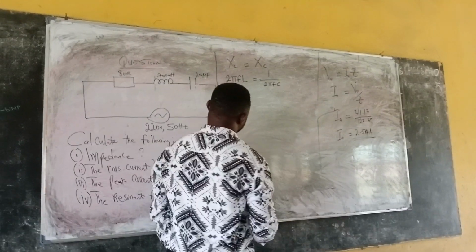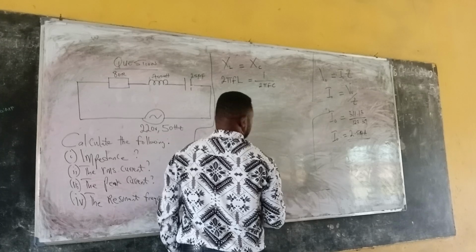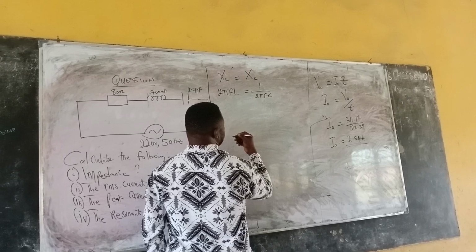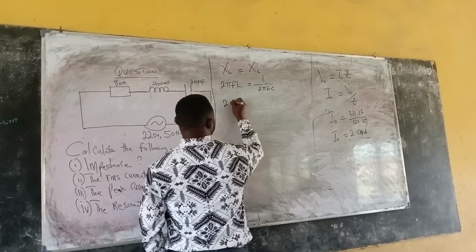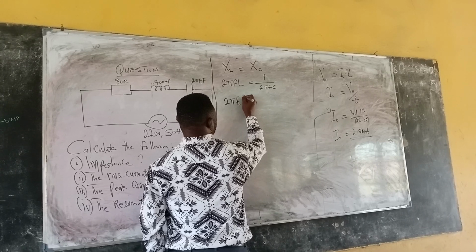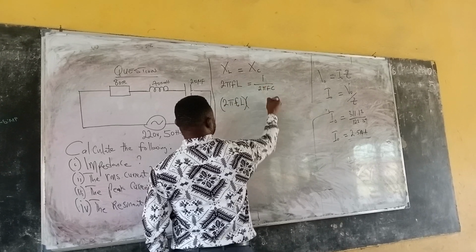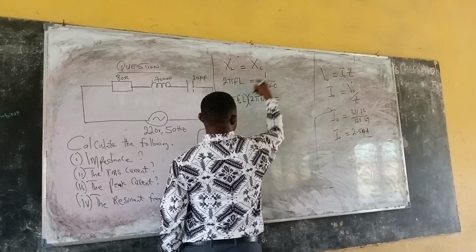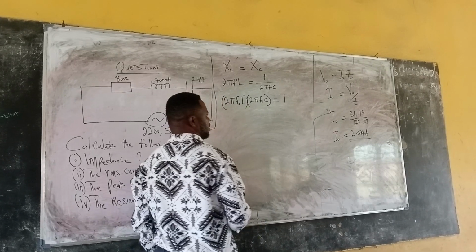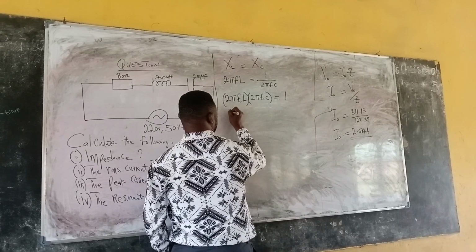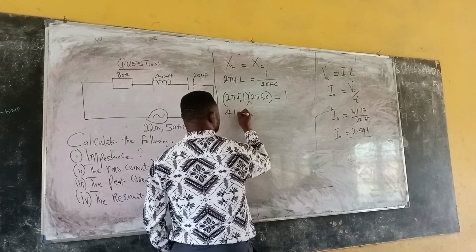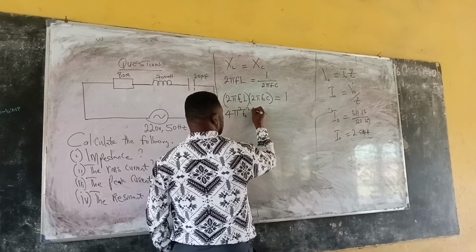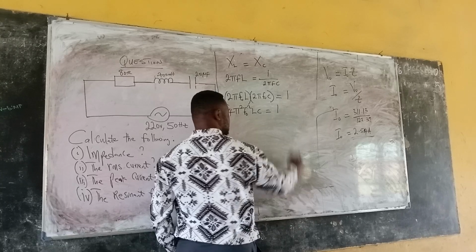Now you can solve for the resonant frequency. At this point, when these are equal, the frequency will be called F naught. If you cross multiply, we have 2 pi F naught L, multiplying 2 pi F naught C, and everything equals 1. Now open the bracket. 2 times 2 gives 4, pi times pi is pi squared, F naught times F naught is F naught squared, L times C, LC. Everything equals 1.